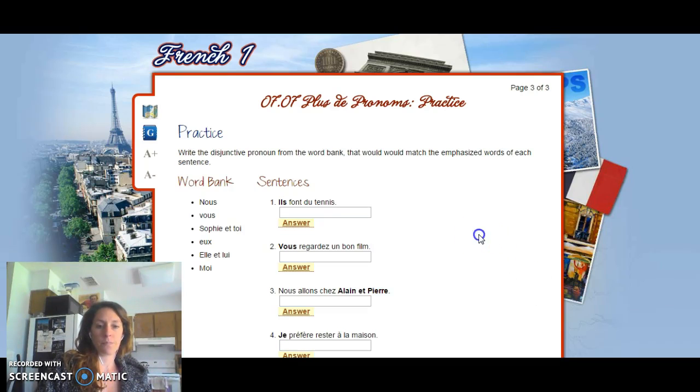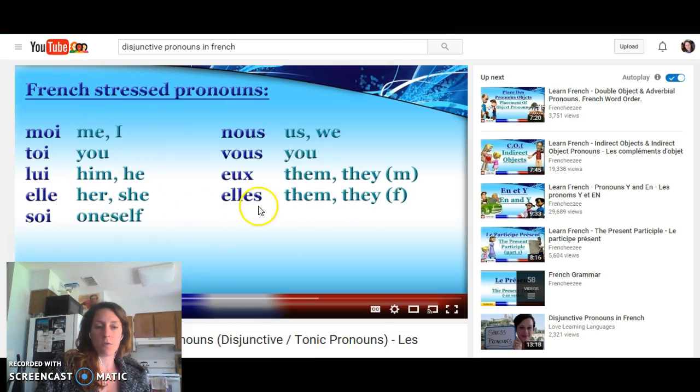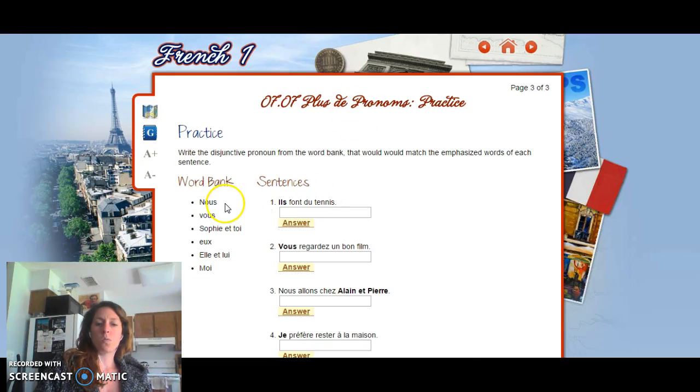Okay. So for this practice, you want to match what's in the word bank to the bold word, the word in bold. What would be the best replacement? So for number one, for example, they do tennis. They do tennis. They do. What would be the best example? So based on what we saw here, you should have these written down and their meanings, right? Nous. Would nous, us, replace they?